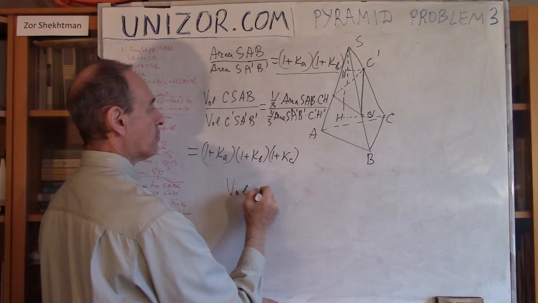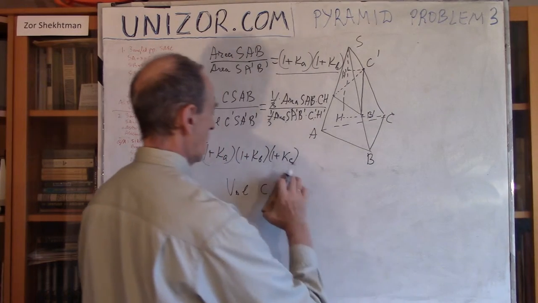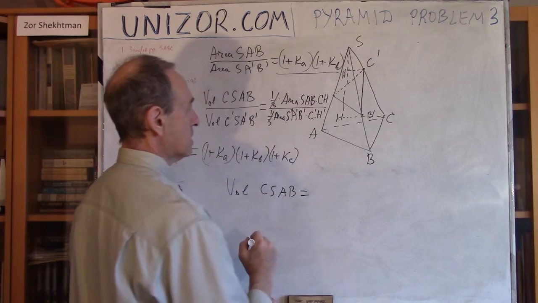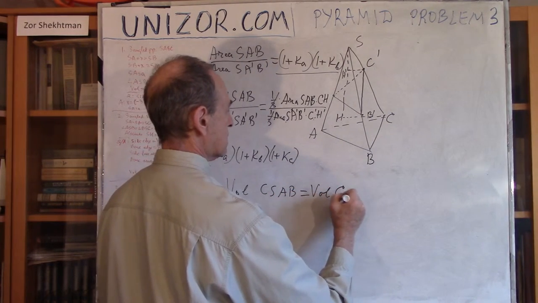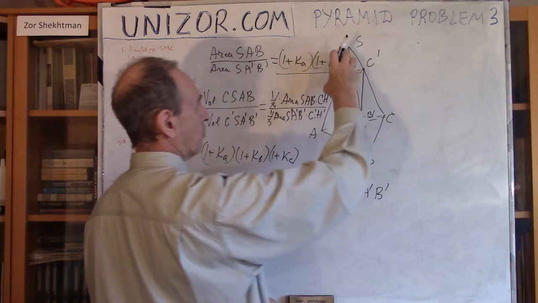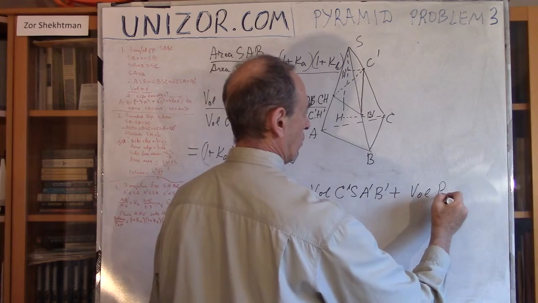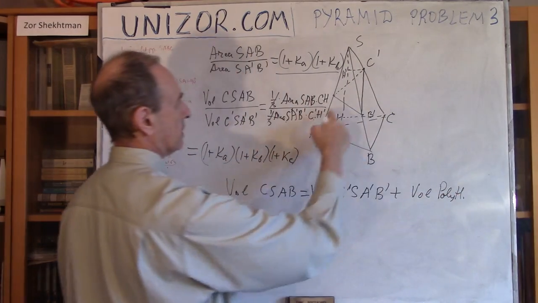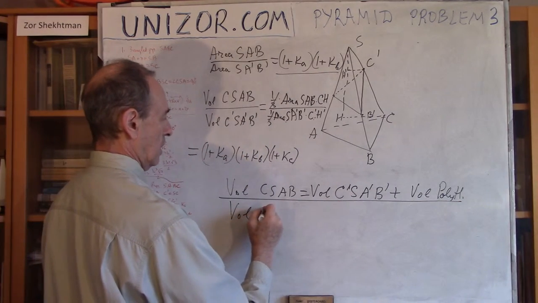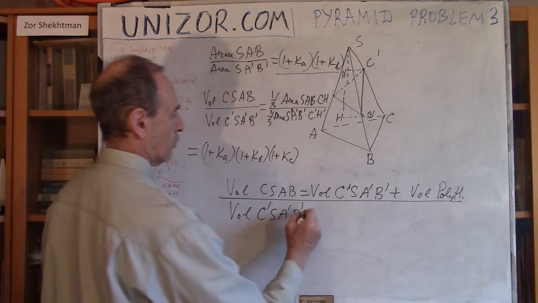The volume of the entire pyramid, which is CSAB, is equal to the volume of C prime S A prime B prime, a small pyramid, plus the volume of some kind of polyhedron at the bottom, right? So if I divide it by the volume of C prime S A prime B prime, that would be what?